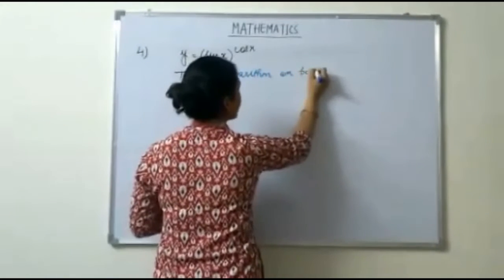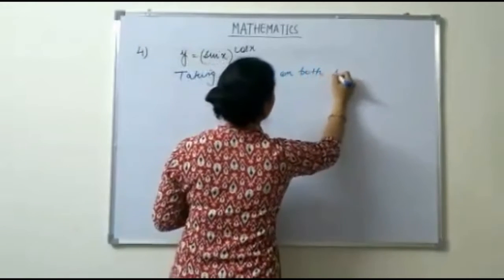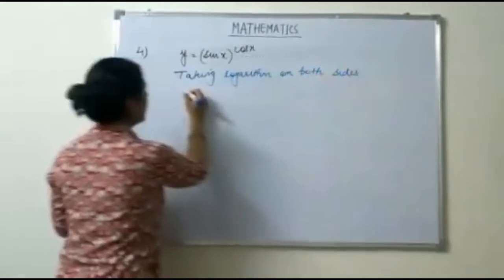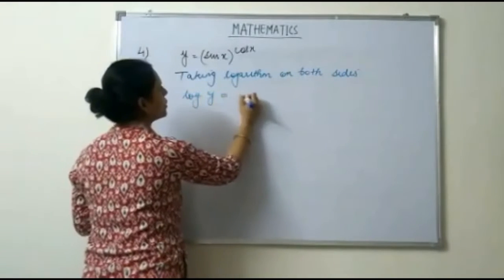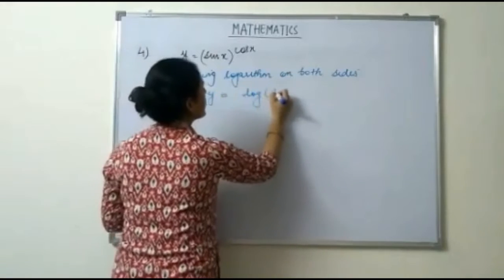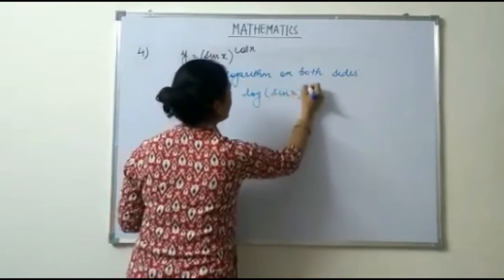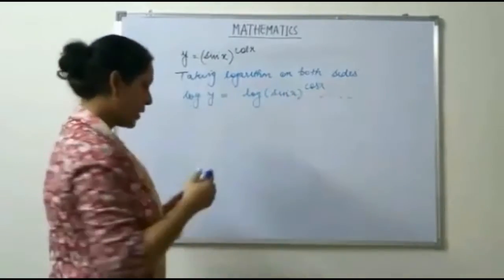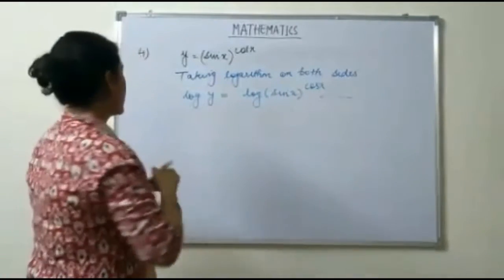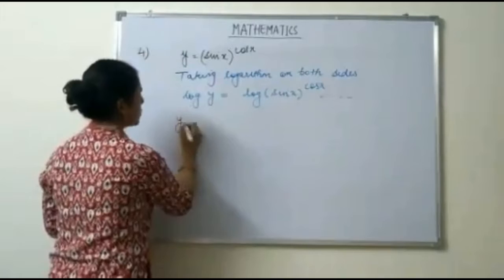And then you solve it and write dy, log y is equal to log sin x to the power cos x, and then you solve it further.